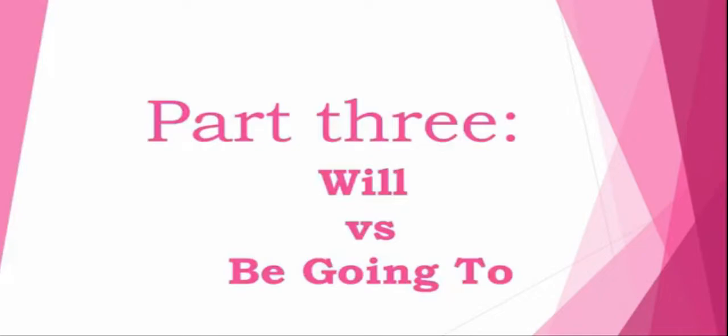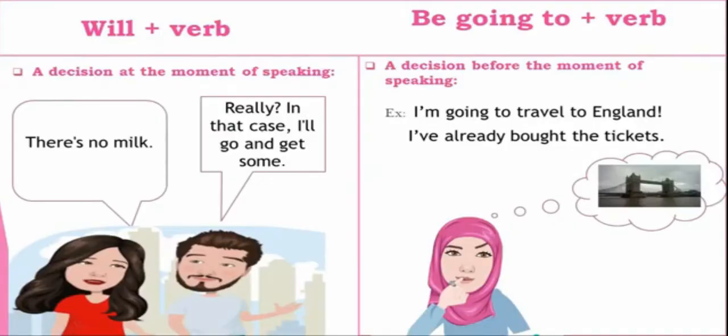Part 3. In this part we are going to compare will and be going to. Let's look at these examples. We use will plus verb for a decision at the moment of speaking. For example, there is no milk. Really? In that case, I'll go and get some. So the decision of this man is at the moment of speaking, not before. Okay? So this is an instant decision.